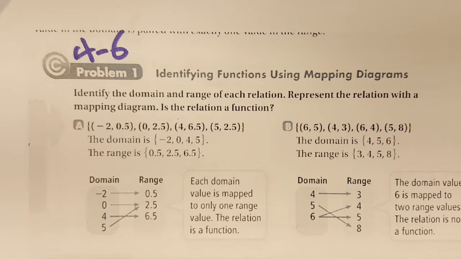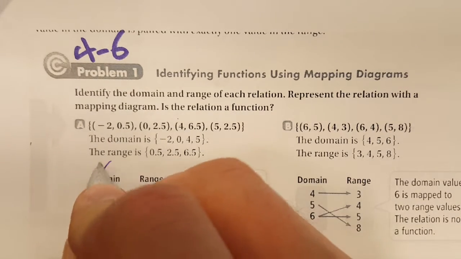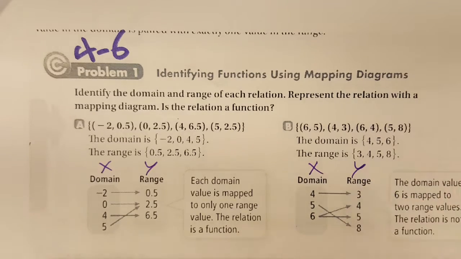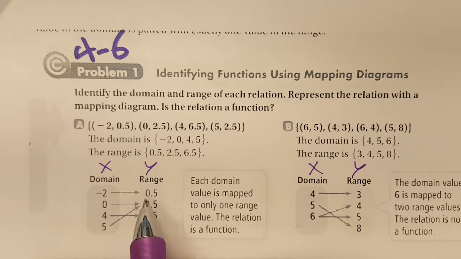Hello again, students. Let's go over problem number 1 from section 4-6. So what we're trying to do here is identify the domain and the range from given coordinate points. Now the domain is simply the x values and the range is simply the y values. So all you have to do is put them in their own group, and then a mapping diagram shows you which x values map onto which y values or are paired.